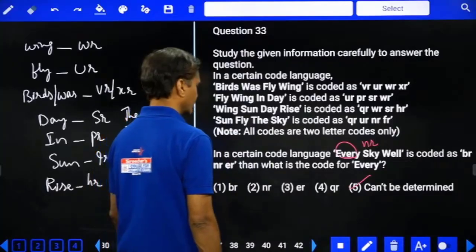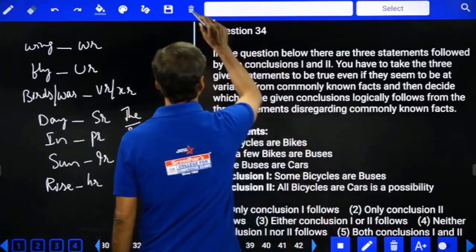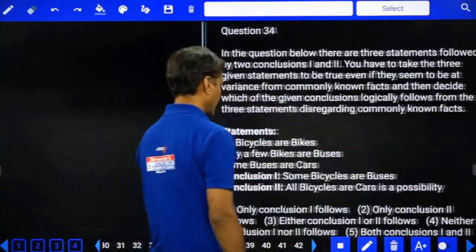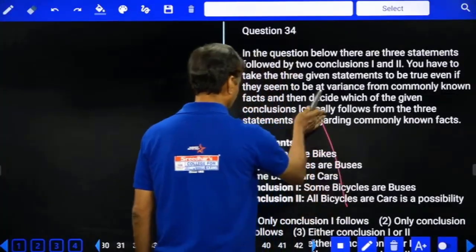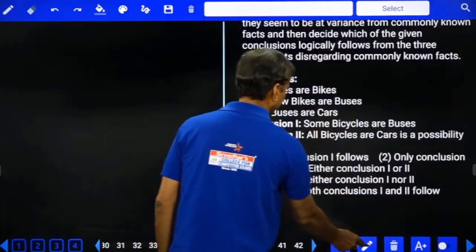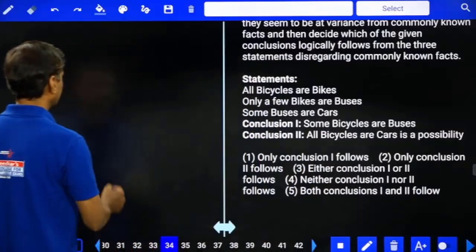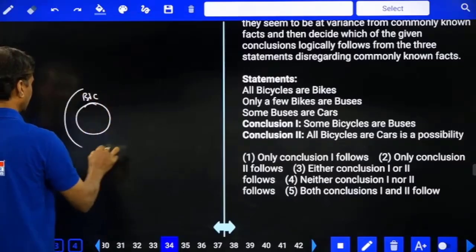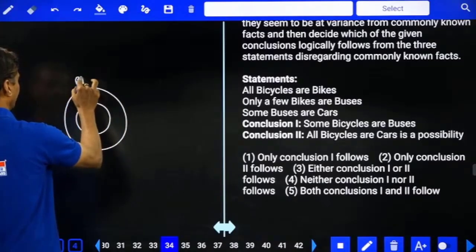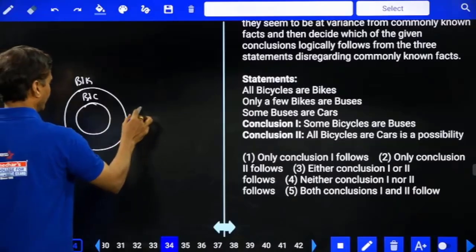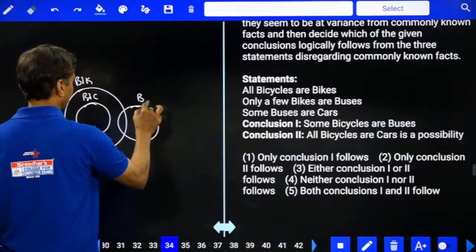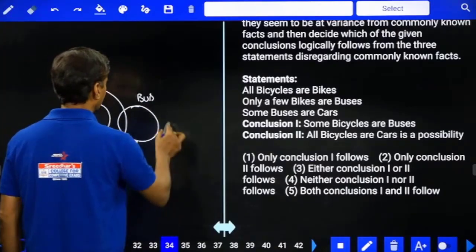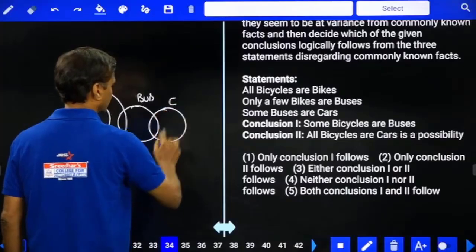The next one, 34. Now from 34 onwards, it is based on syllogisms, which are definitely under the first priority. Coming to question number 34, all bicycles are bikes. All these bicycles are bikes, and only a few bikes are buses. Only some of the bikes are buses, but not all. This entire bike cannot be part of bus. And some buses are cars. Some buses are cars, car is here.